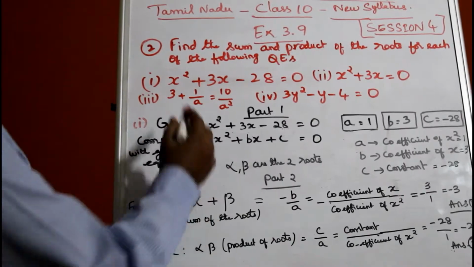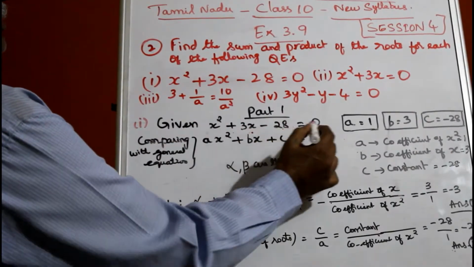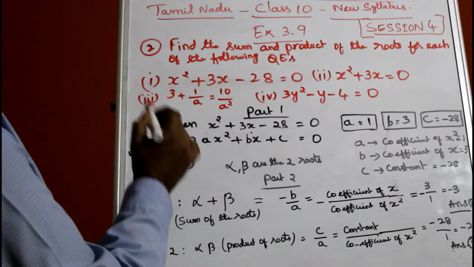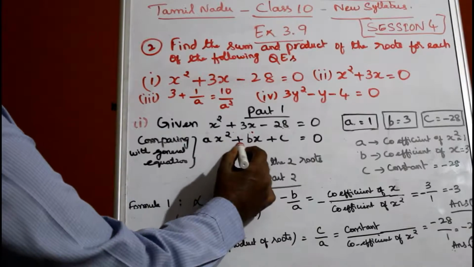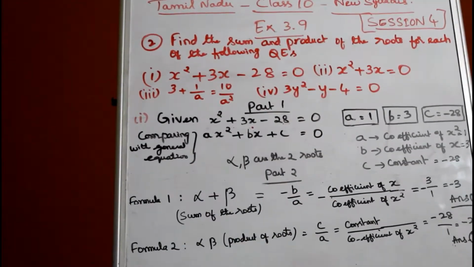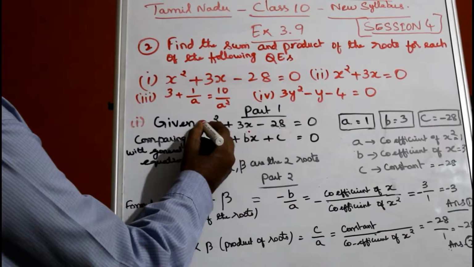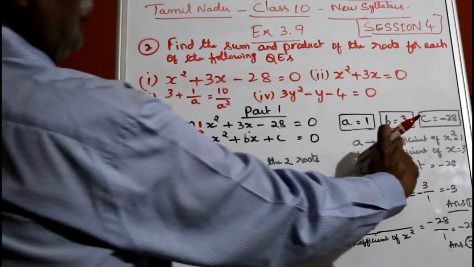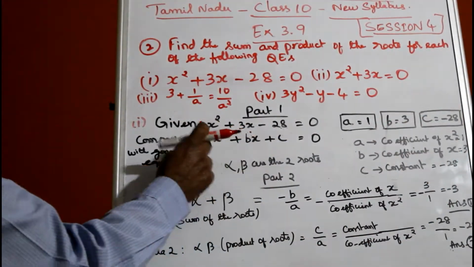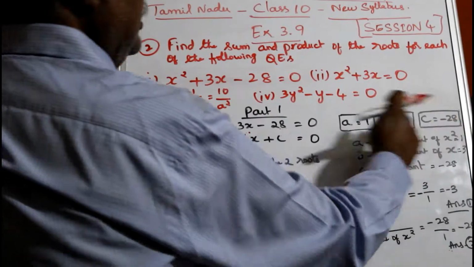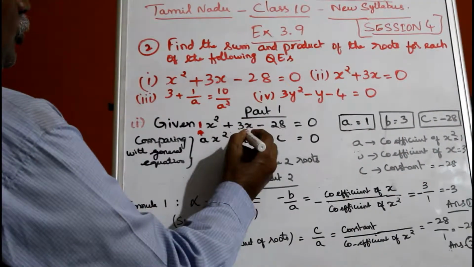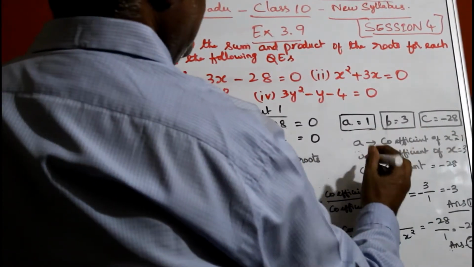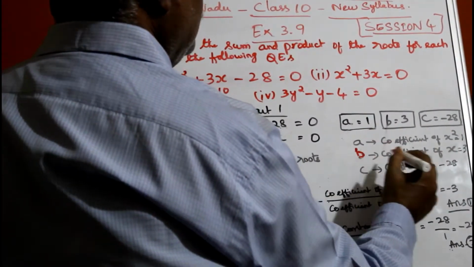Okay. Now look here. You write the given quadratic equation x square plus 3x minus 28 equal to 0. We have to analyze the sum. Comparing with the general equation, we know a quadratic equation is ax square plus bx plus c equal to 0. Now a is called the coefficient of x square. Here you find 1. So a takes the value 1. Next, b is called the coefficient of x, which takes the value 3.